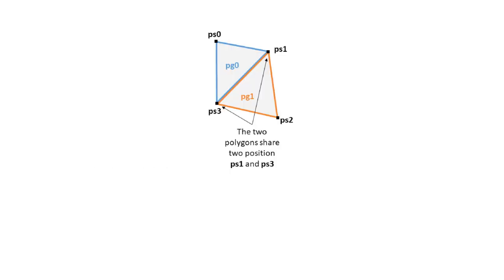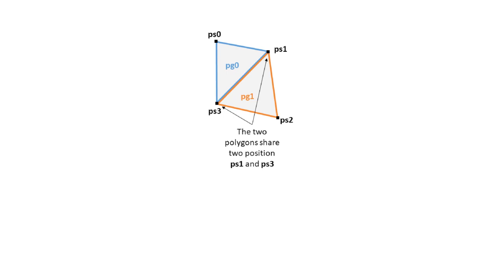Here is an example consisting of two separate polygons. Both the polygons are triangles. There must be 6 vertices, 3 for each triangle. But there are only 4 positions. This means that the triangles are sharing 2 positions.